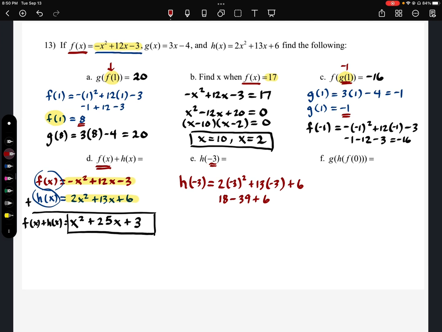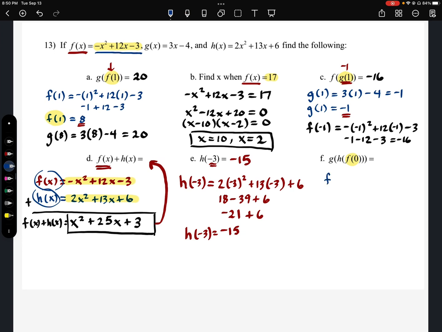Well, 18 minus 39 should be, what is that? Negative 21. And then we add 6 to that. That would be a negative 15. So h of negative 3 is equal to negative 15. Well, that last one there, I didn't put that up here, but that's what that equals. And then our last one, we've got another composition. Now we've got that we're plugging into three things. So starting out, we've got f of 0.